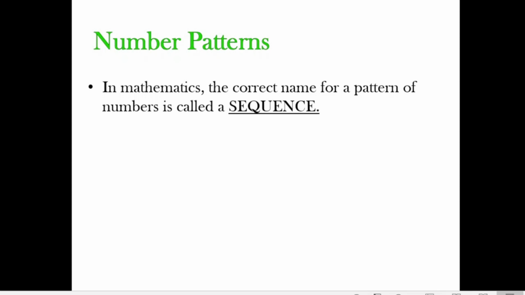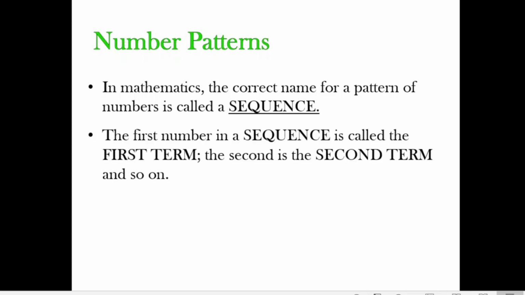The first number that you see in a sequence is called the first term. The second number is the second term. The third number is the third term. You get the point. Let's provide some examples of it.